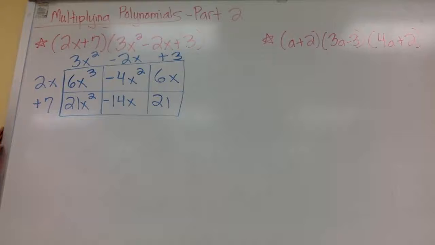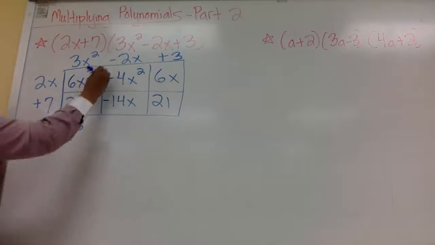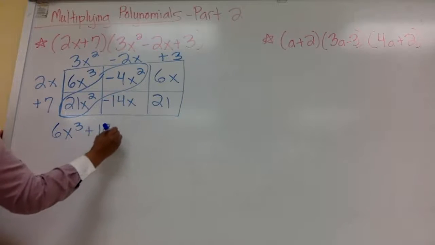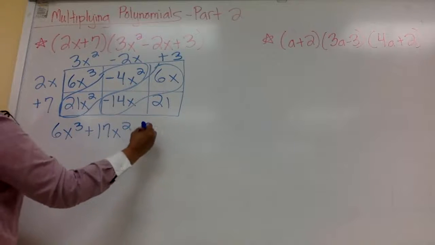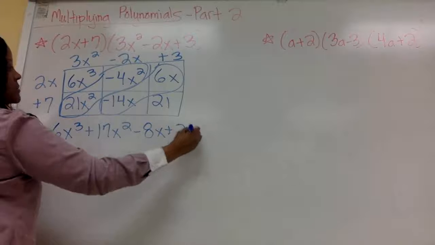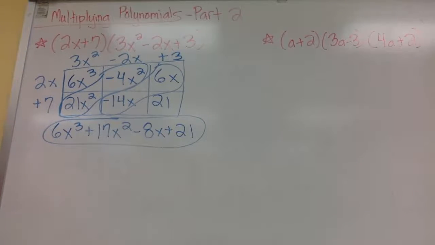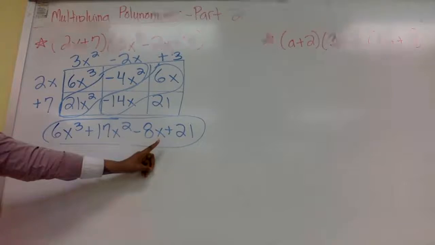All right, we want to combine like terms. Start from the biggest exponent and work your way down. These go together. These go together. And then my constant comes down. So that is our answer when we multiply 2x plus 7 times 3x squared minus 2x plus 3. Our final answer should be 6x to the third plus 17x squared minus 8x plus 21.